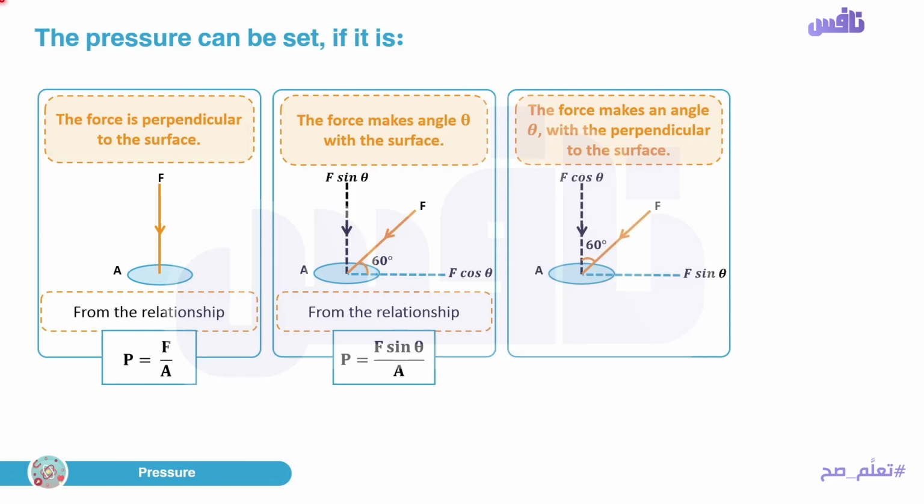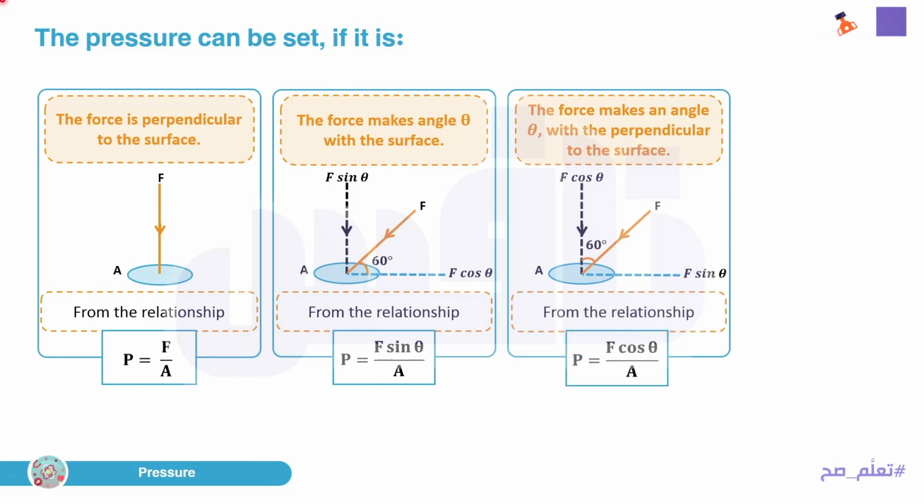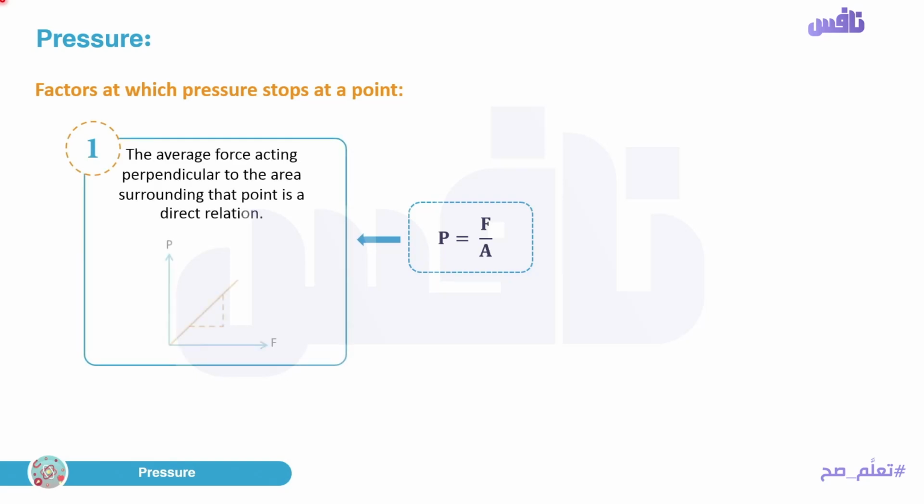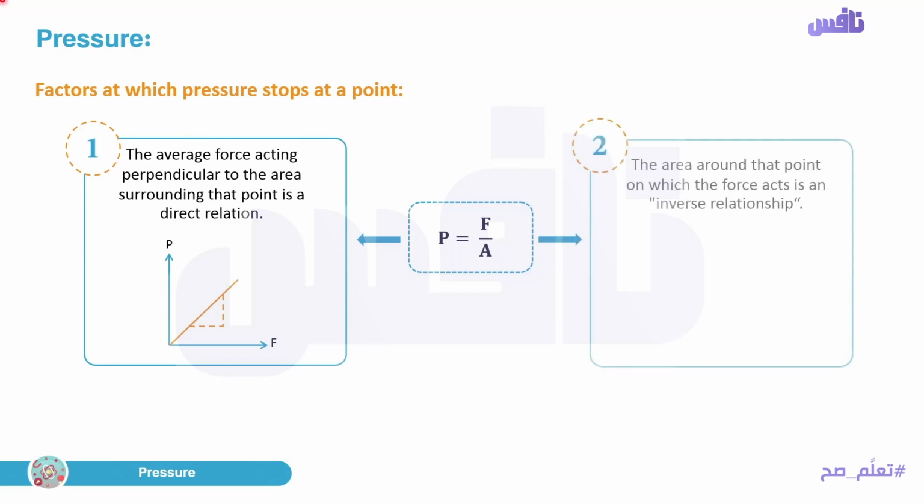And another situation. If we have the angle between the normal and the force, the relationship will be P equals F cosine theta over A. So the factors affecting the pressure, from the relationship P equals F over A: number one, the relation is direct between pressure and the force. And in another graph, the pressure is inverse with the cross-section area, or pressure is direct with 1 over A.